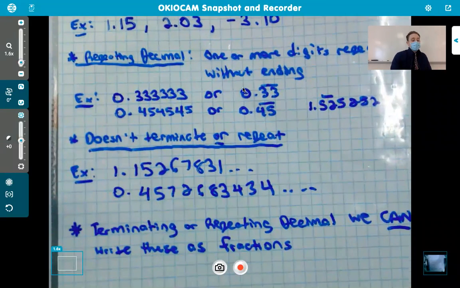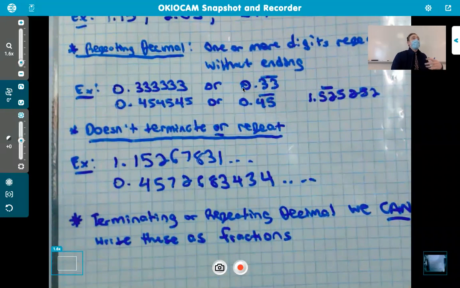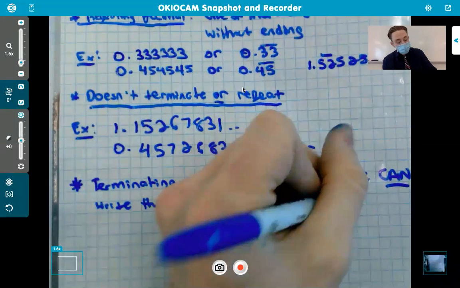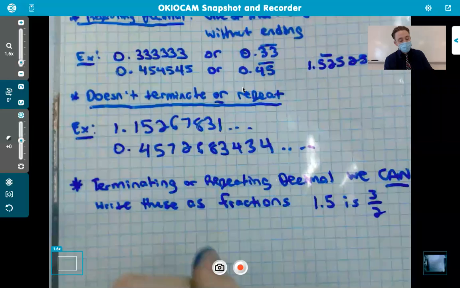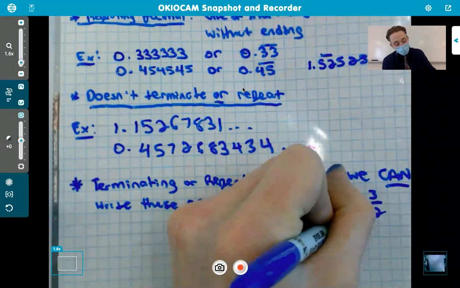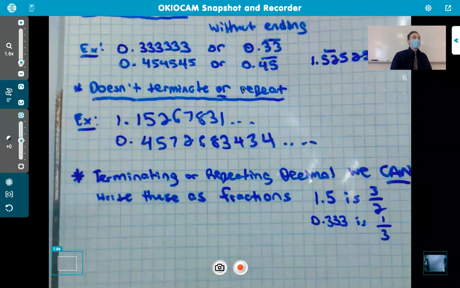So any terminating or repeating decimal, we can write as a fraction. 1.5 is a terminating decimal. The fraction form of that is 3/2. In fact, I'll put that as an example. So 1.5 is 3/2. 0.333 repeating is 1/3. Okay, and if you need to, use those two examples to help you out. Terminating or repeating, I can write it as a fraction.